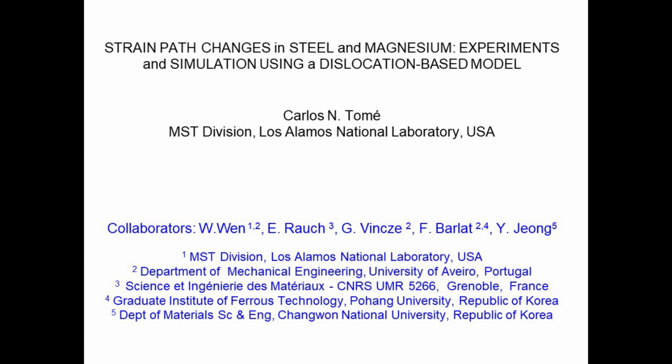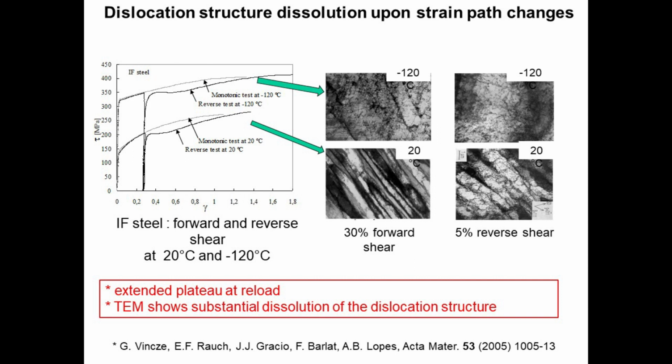So there are many of those models. In the code we have two or three of them that can be used. I'm going to be referring to the one in which we have one type of dislocation that are called reversible dislocations. So what motivates this problem, or what motivated that problem, is this experiment that was done on interstitial free steel.